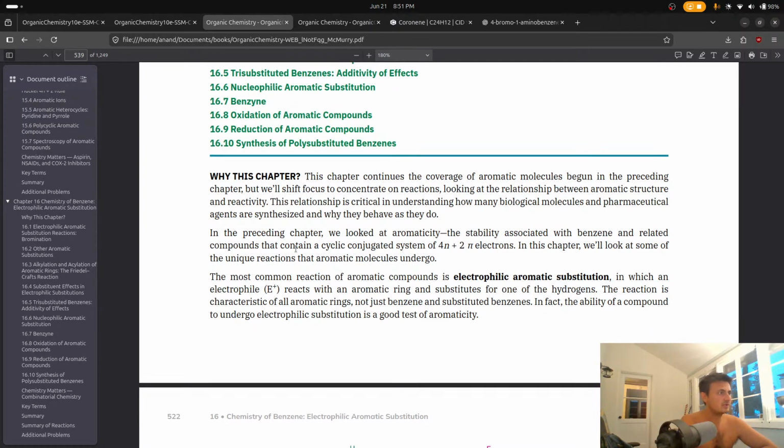In the previous chapter, we looked at aromaticity, the stability associated with benzene and related compounds that contain a cyclic conjugated system of 4n plus 2 pi electrons. In this chapter, we'll look at some of the unique reactions that aromatic molecules undergo.